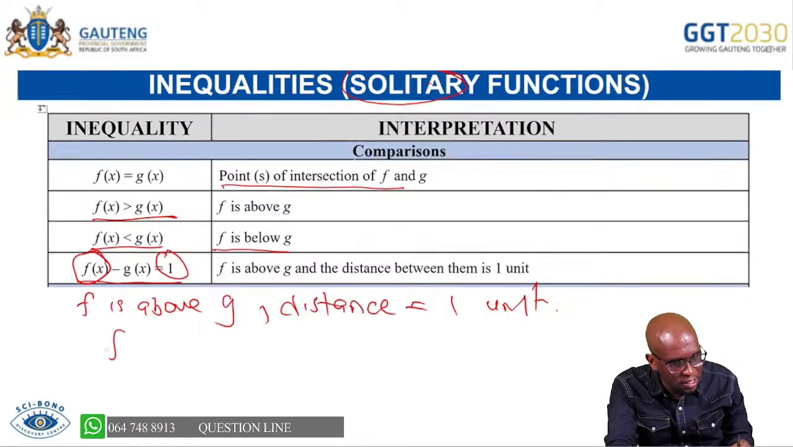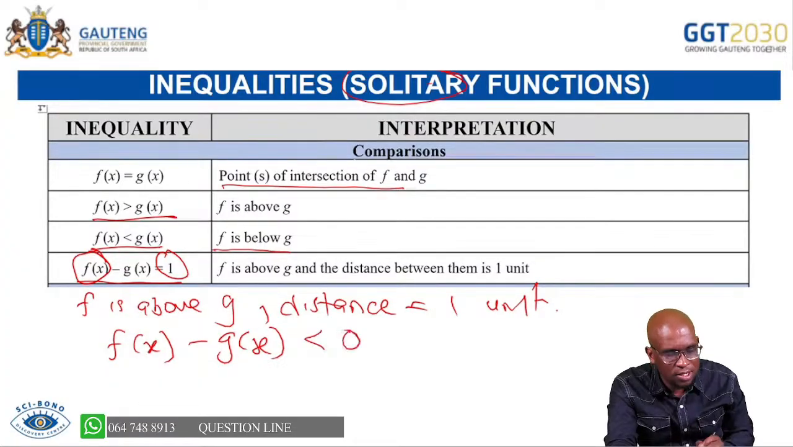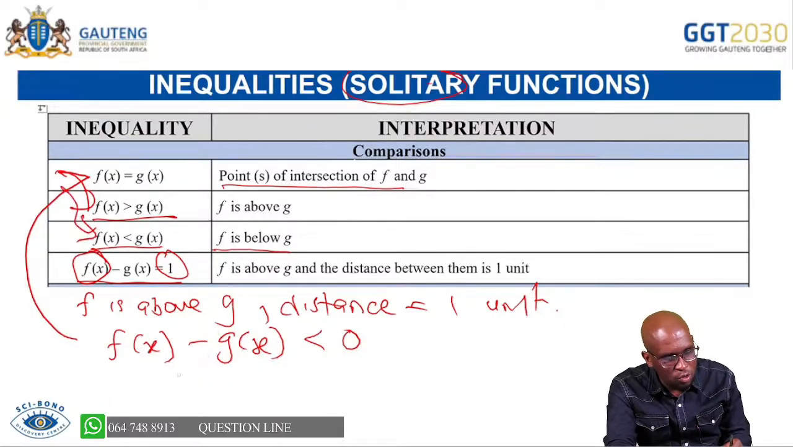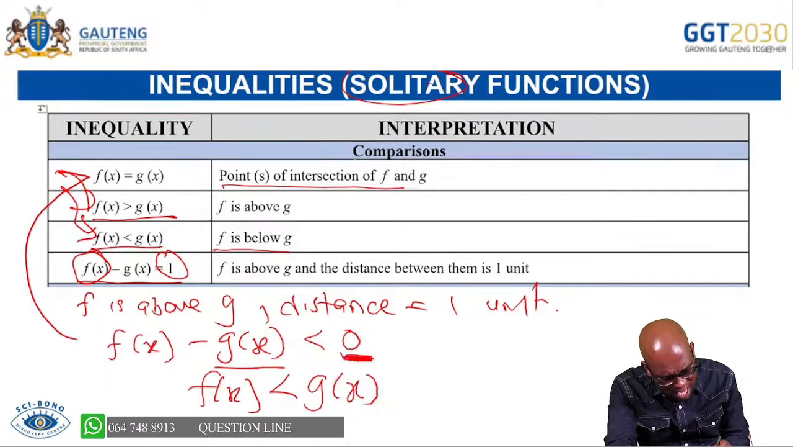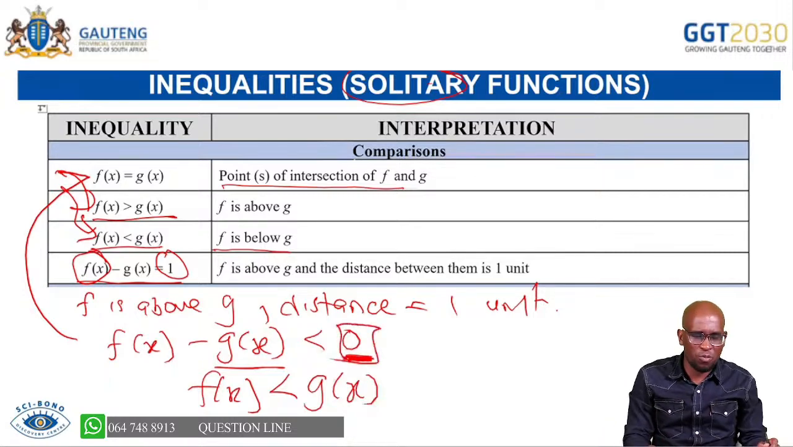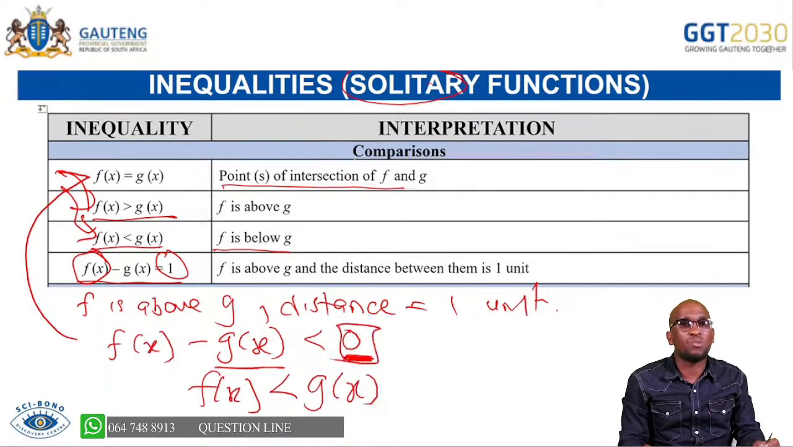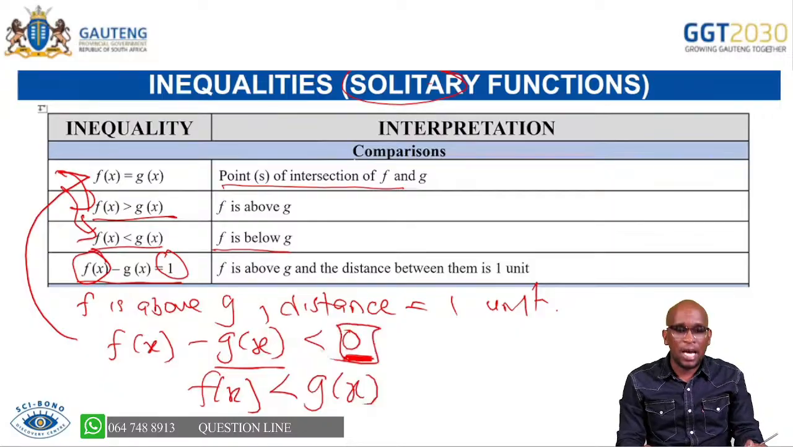Remember, sometimes they can say f of x minus g of x is less than 0. This is the same thing as the second one here, because you are now going to just transpose, since this value is 0, so you get that f of x is less than g of x. But if there's a number there, then you have a problem. You cannot just transpose there. Right, we move on.